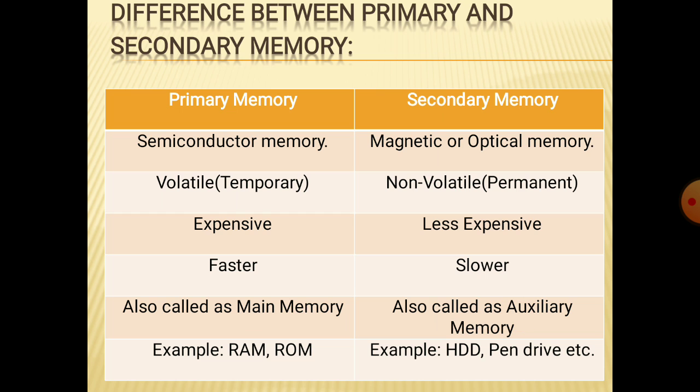Examples of primary memory are RAM and ROM, whereas examples of your secondary memory are hard disk, pen drive, CD, DVD, ROM, and BD, that is Blu-ray disc. You can also write floppy disk and all. Which all you can remember, write at least two. You have to write it. So remember all these differences between your primary memory and the secondary memory.